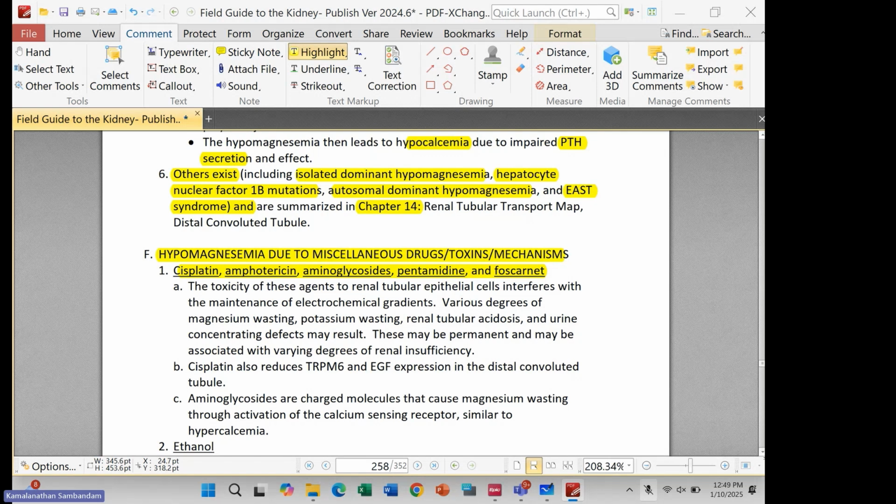Well, we don't use foscarnet a lot, but I would say it is a common side effect of foscarnet to have magnesium wasting as well as RTA. So you can see that these are generalized toxins to the distal nephron transport. And so you would again often see RTA as well as magnesium wasting.